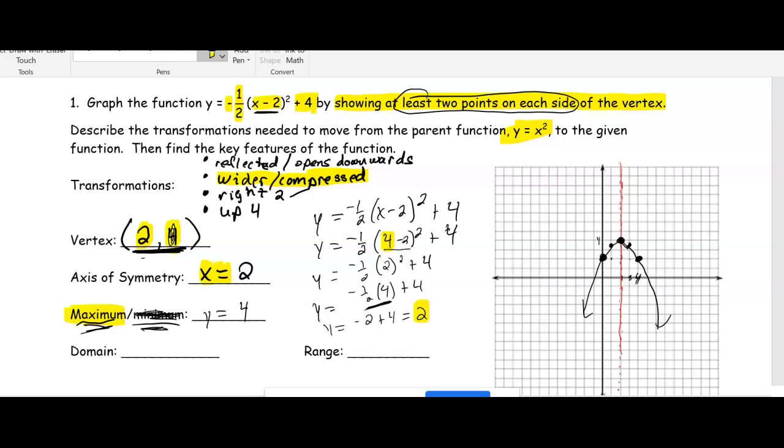So that's a 4 here. And then domain and range. This would go left and right forever. That one I think people get pretty nicely.